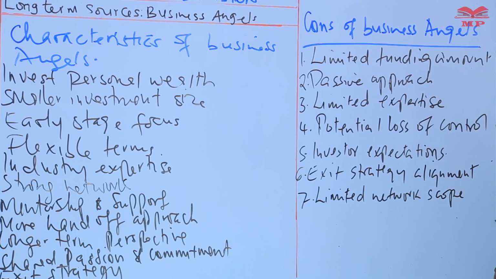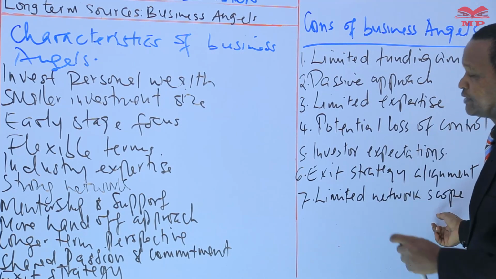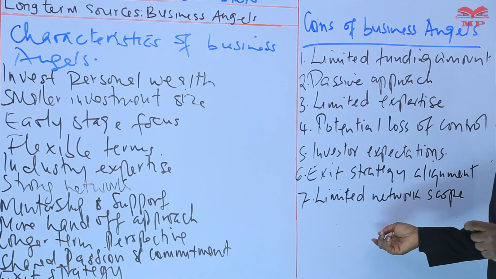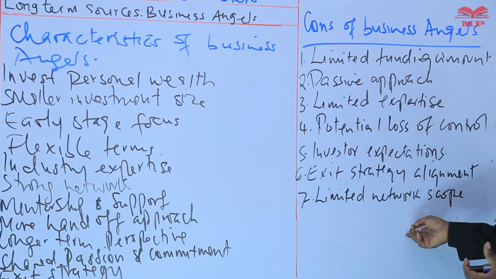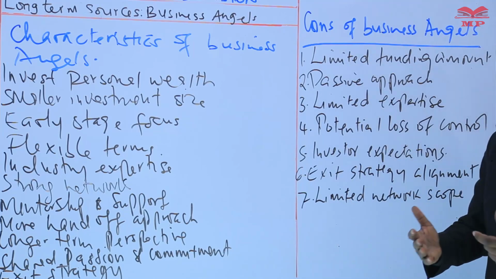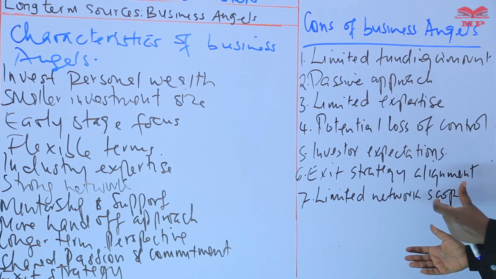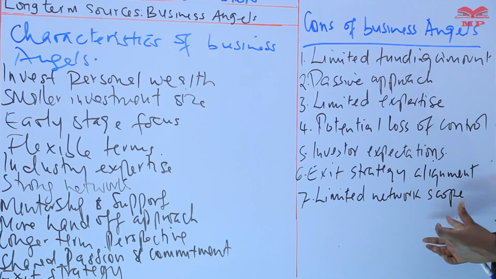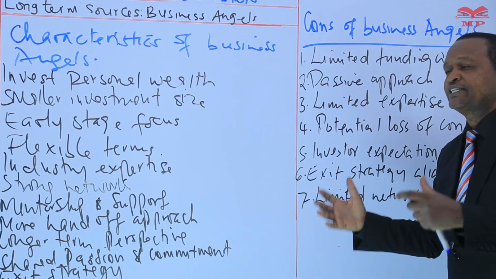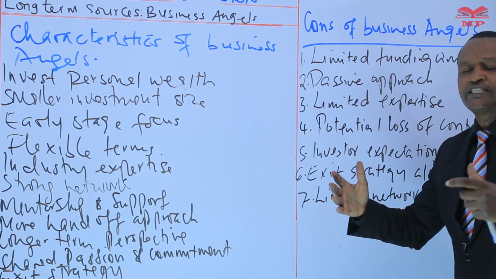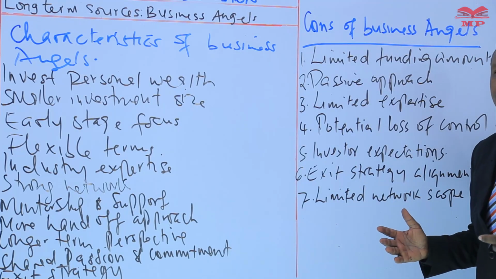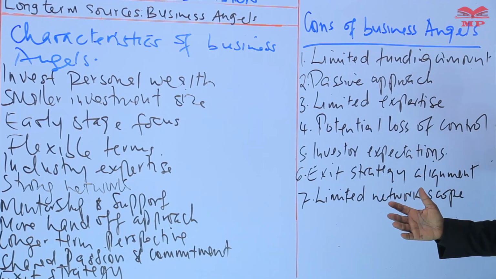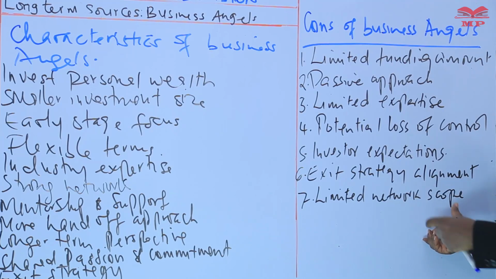Limited network scope. Now, while valuable, the business angels' network might not be as extensive as that of a venture capitalist, because venture capitalists are firms. They are basically organizations. So you cannot compare the network scope of an individual with that of an established venture capitalist firm, and that potentially limits access to certain resources and potential investors.